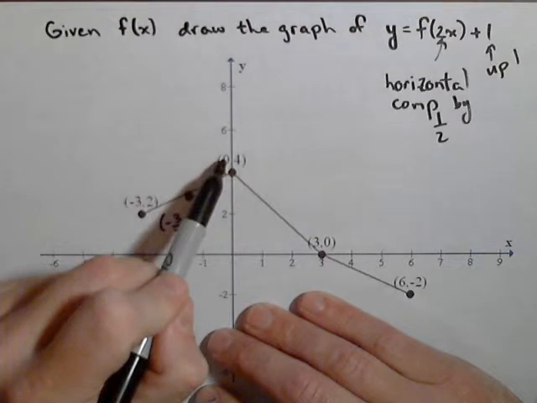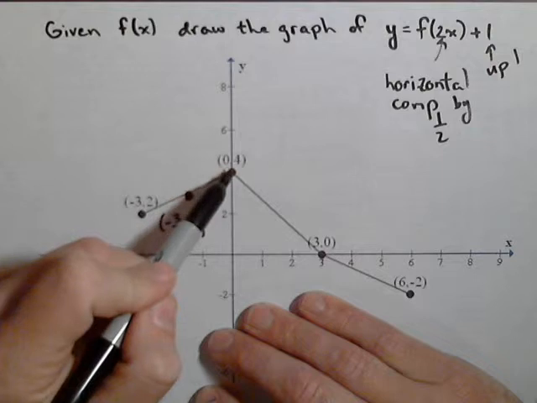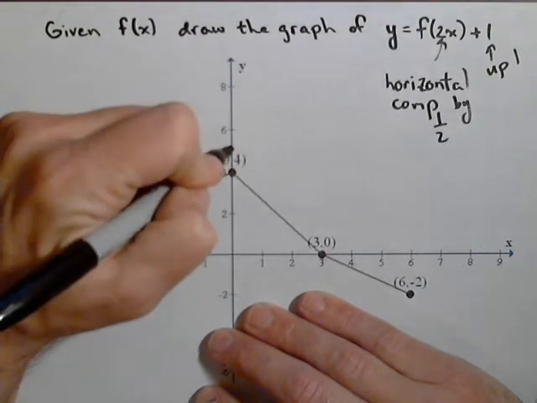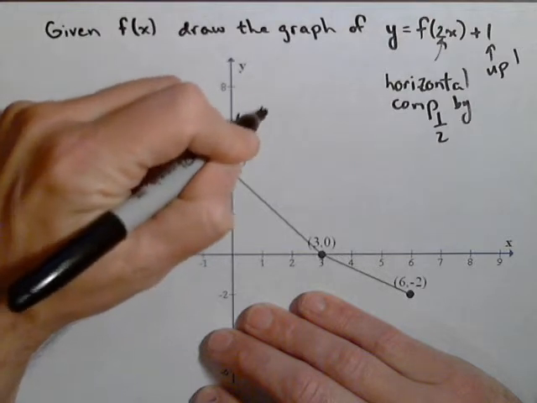Now this will be kind of interesting. The x value here is 0. You multiply that by 1/2, it's still 0. So the horizontal compression is not going to move it anywhere, so it's just going to go up vertically by 1. So that'll be the point 0, 1.